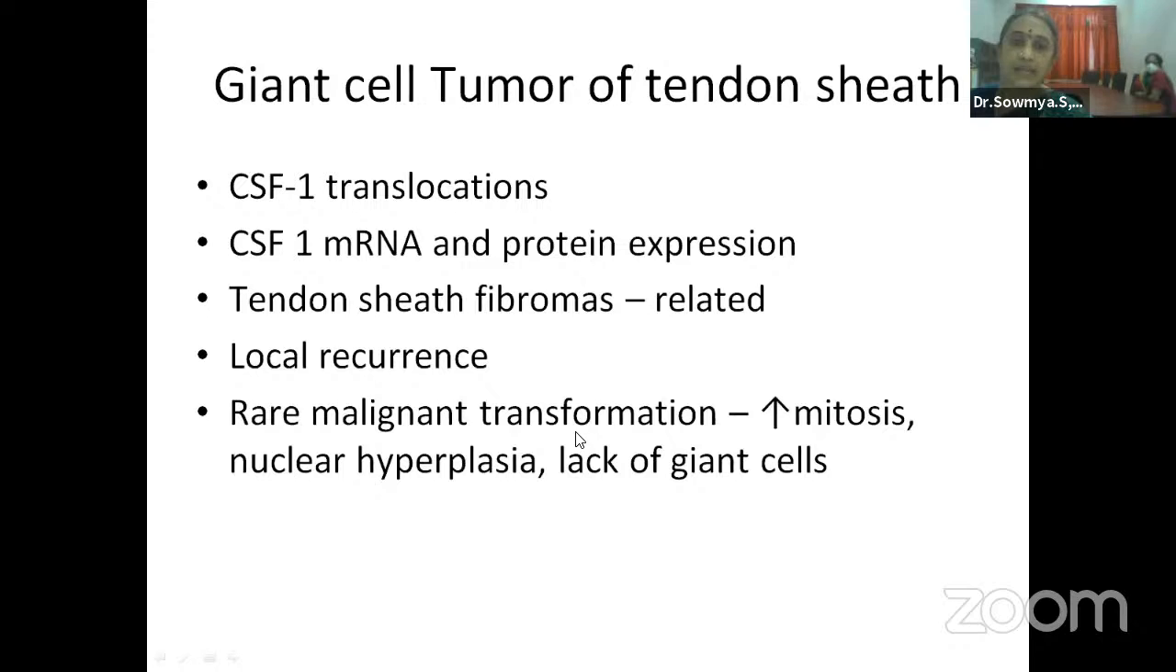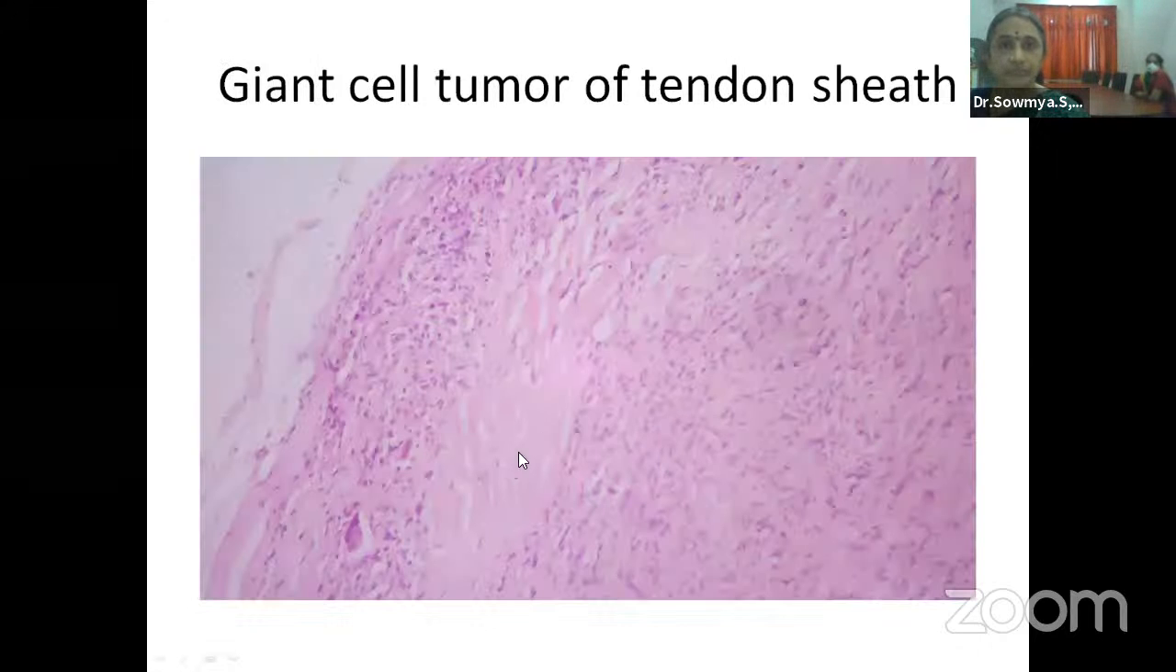So whenever there is a malignant transformation, the first thing you see is lack of giant cells, increased mitosis and nuclear hyperplasia. So if you get a giant cell tumor of tendon sheath, look for these findings. If there are very few giant cells and mitotic activity is very high, then you have to warn the clinician to closely follow up the patient.